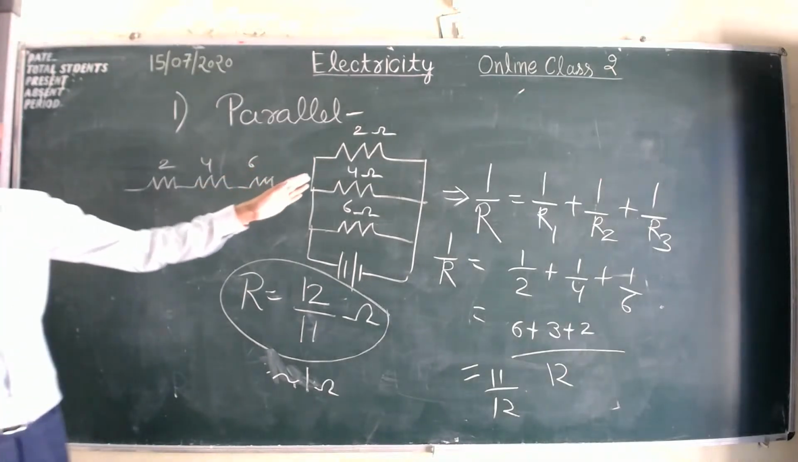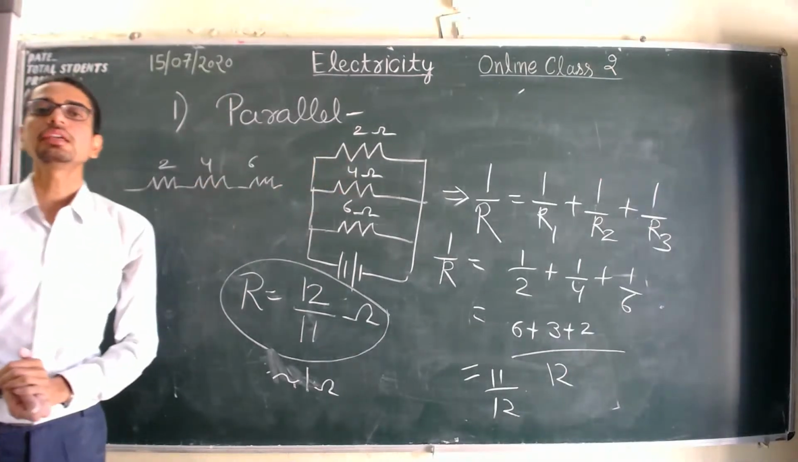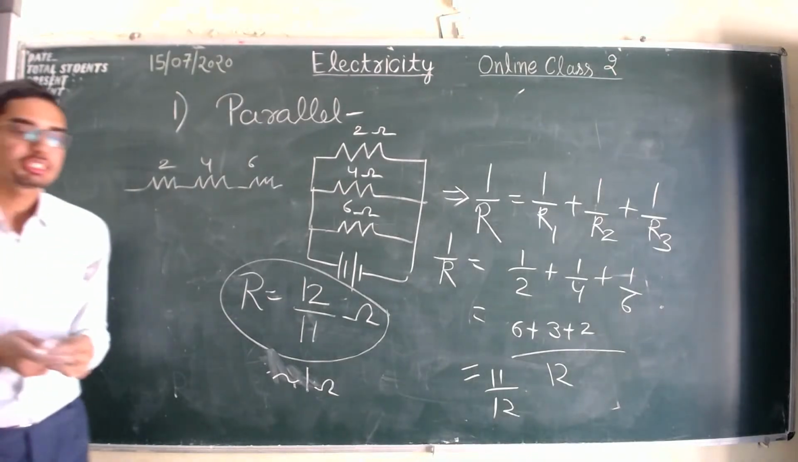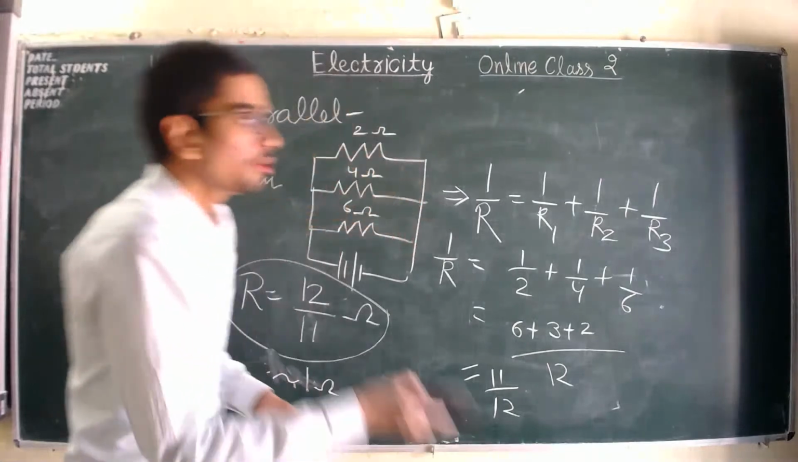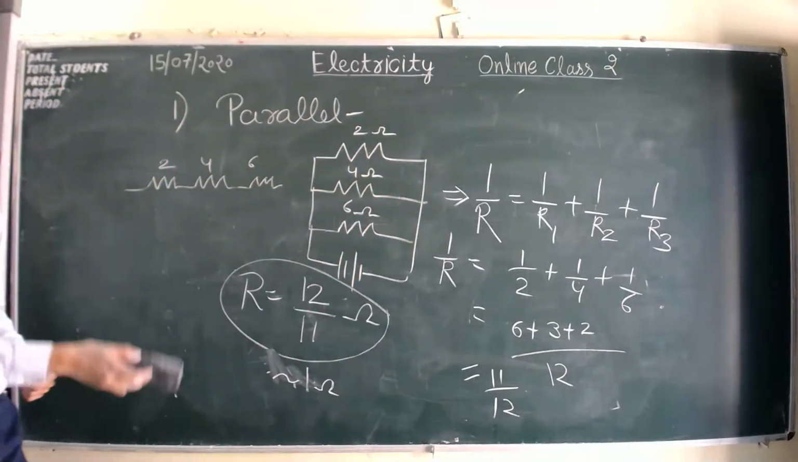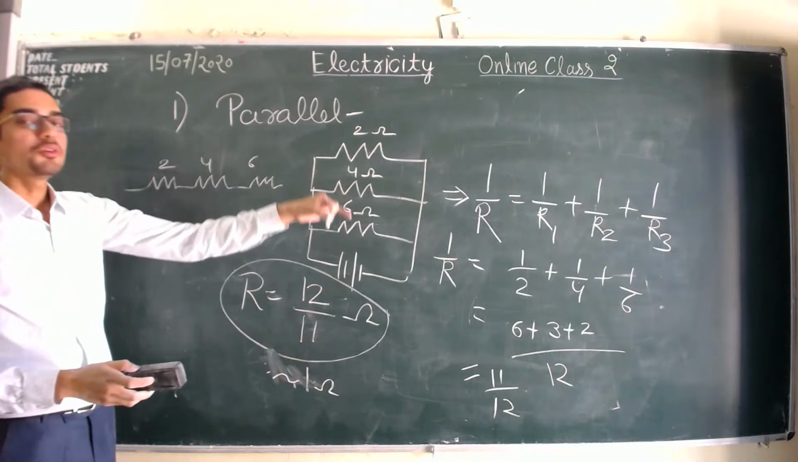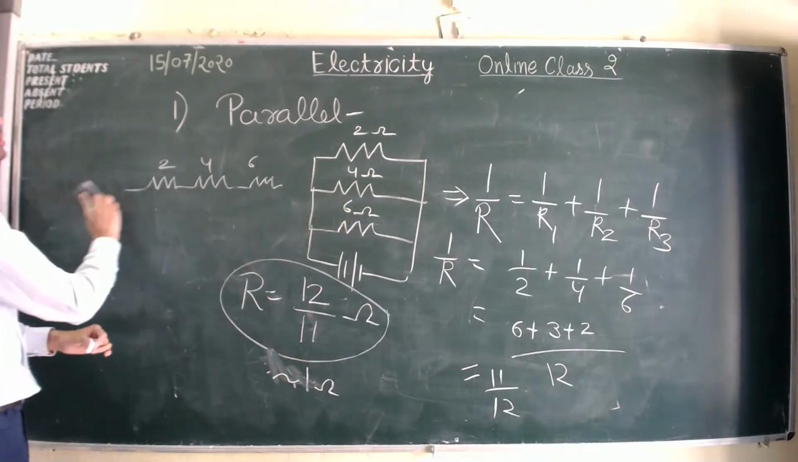So in a parallel circuit, resistance is less, so the value of current will be more. That's why domestic circuits, the circuits in homes, are parallel circuits, so that the value of resistance is less and current flows more. Okay.